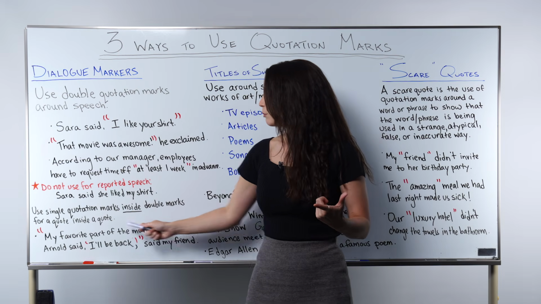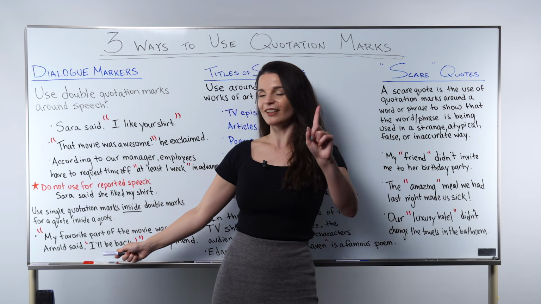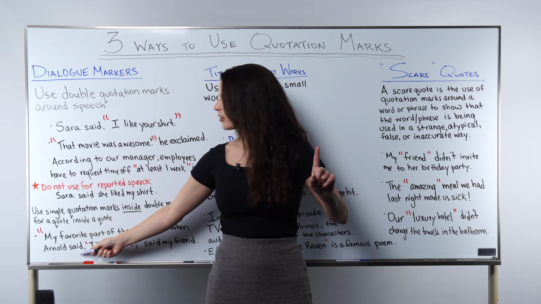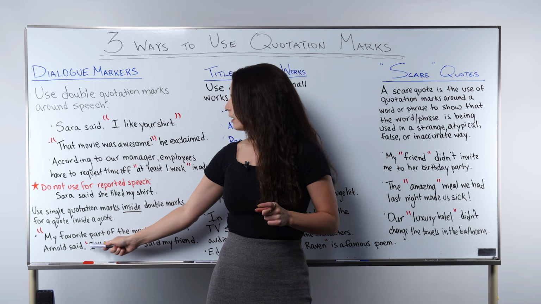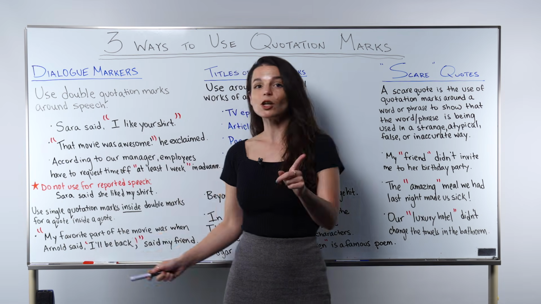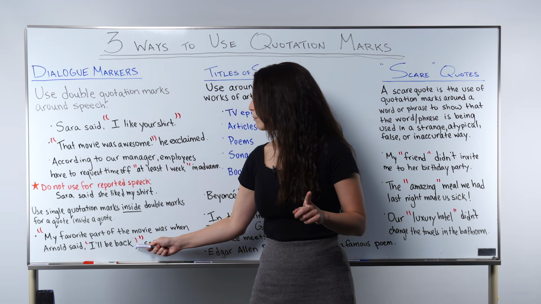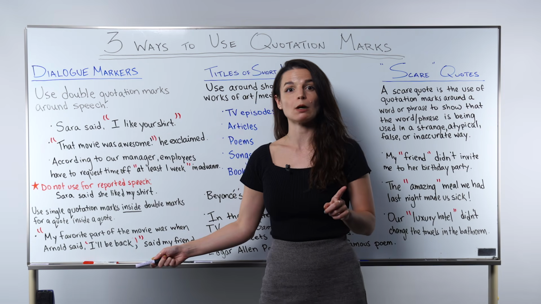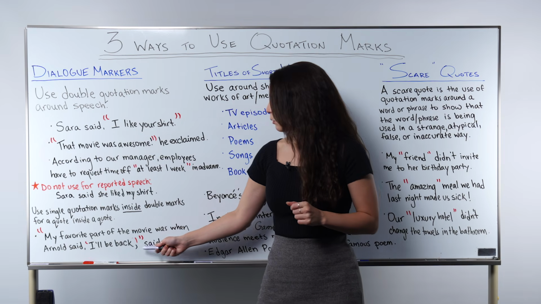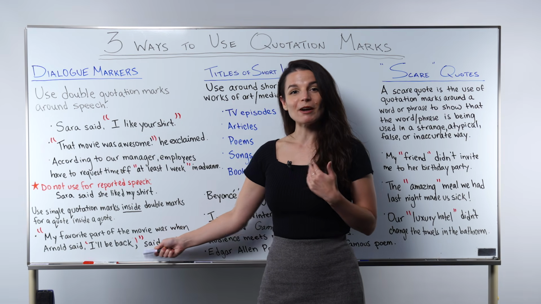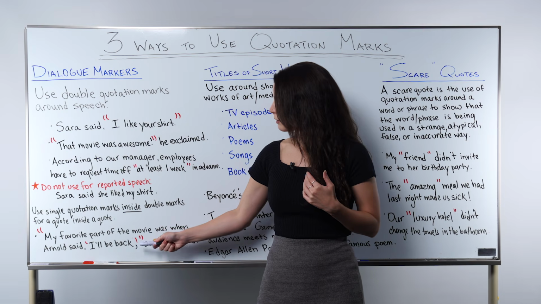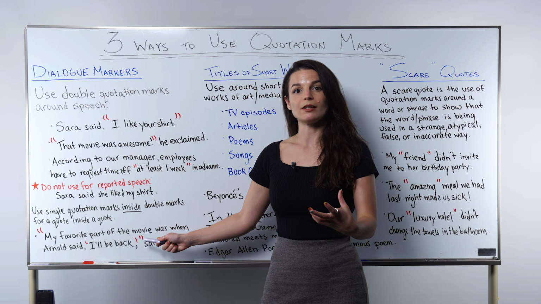"My favorite part of the movie was when Arnold said," and then we have, in this case, Arnold, the character in the movie, this person's quote in single quotation marks. 'I'll be back.' And then we end it with a single quotation mark. In this case, this is the end of my friend's sentence also. So we conclude with double quotation marks again.